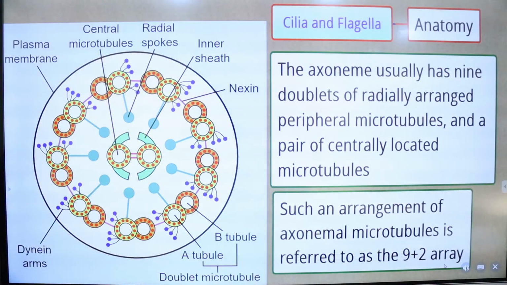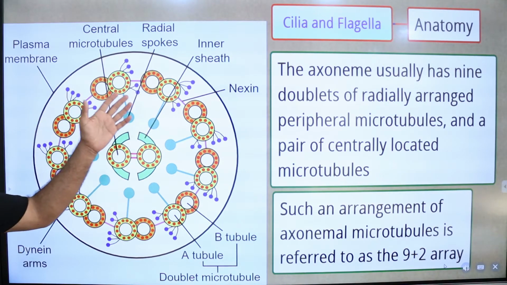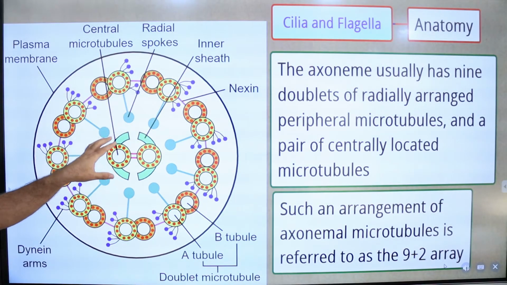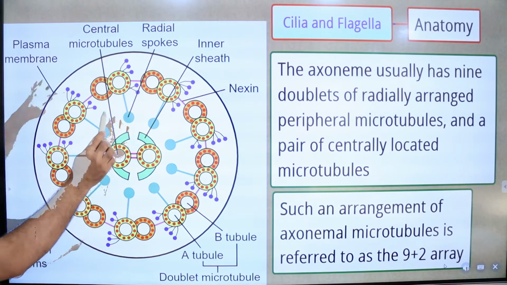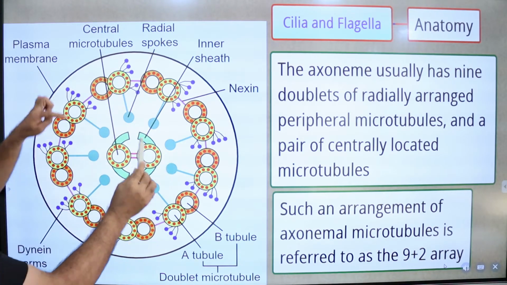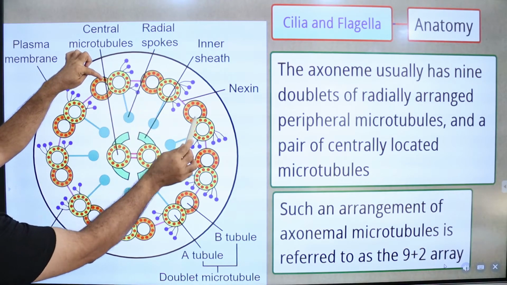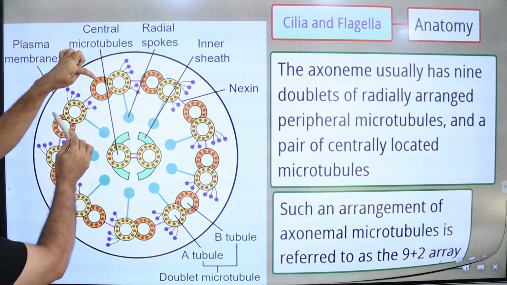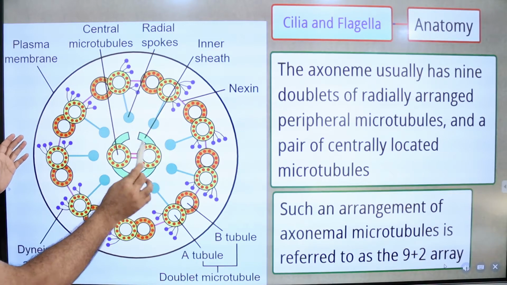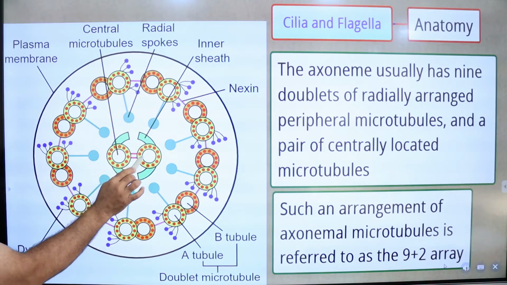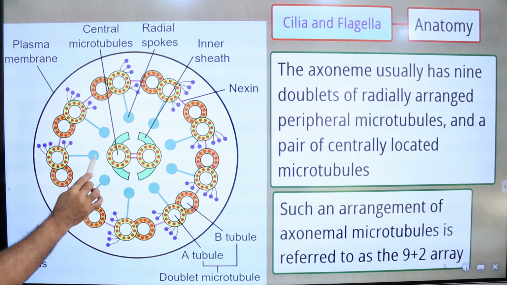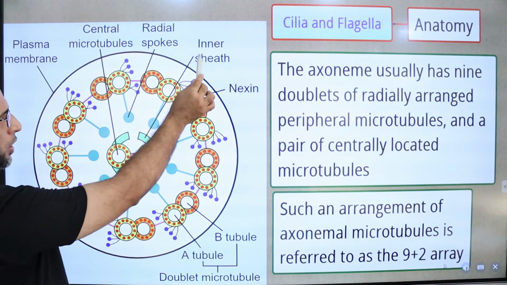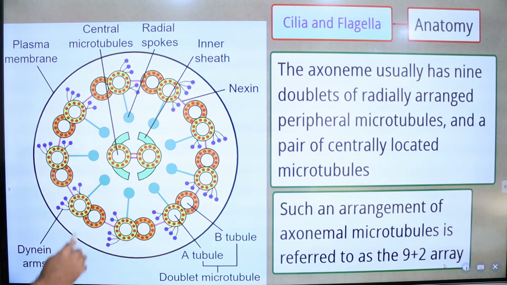The axoneme usually has 9 doublets of radially arranged peripheral microtubules and a pair of centrally located microtubules. Suppose this is 1, 2, 3, 4, 5, 6, 7, 8, 9. So, there are 9 doublet microtubules arranged towards the periphery forming a ring, and 2 centrally located microtubules, and these centrally located microtubules are bounded by a sheath called the inner sheath. Such an arrangement of axonemal microtubules is called 9+2 arrangement.